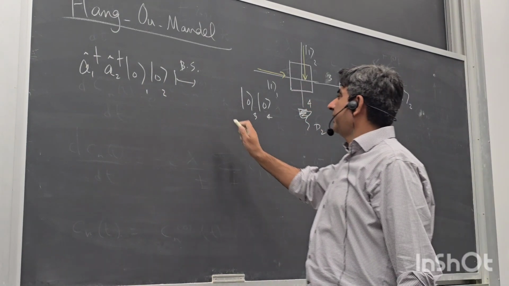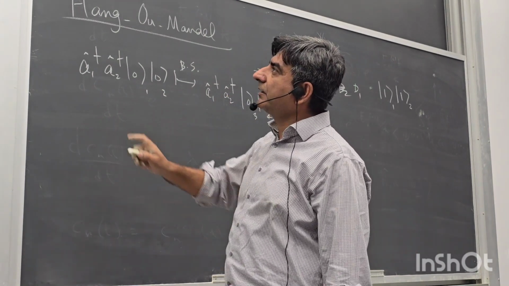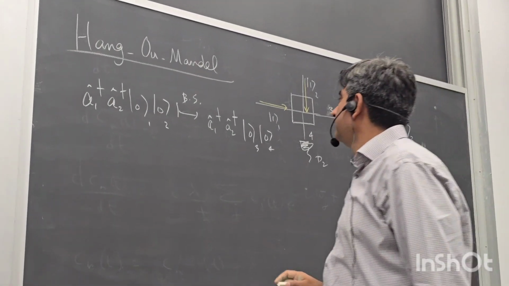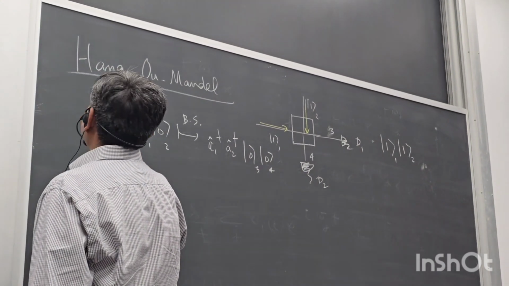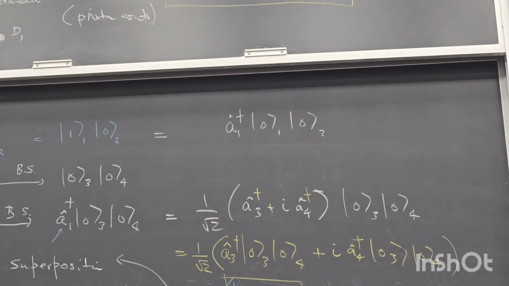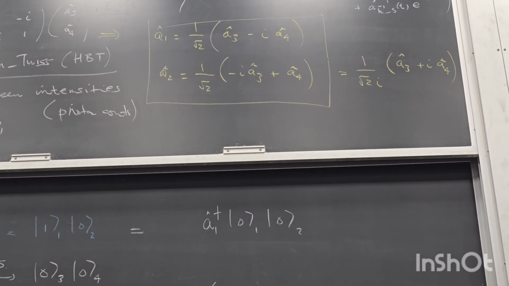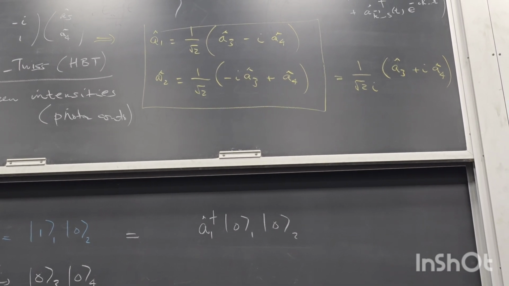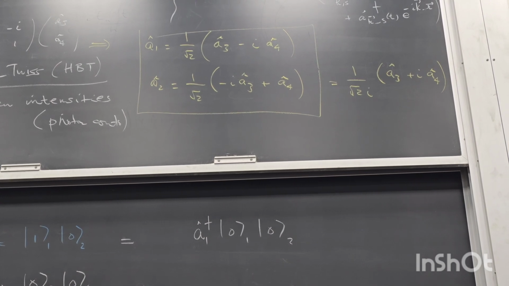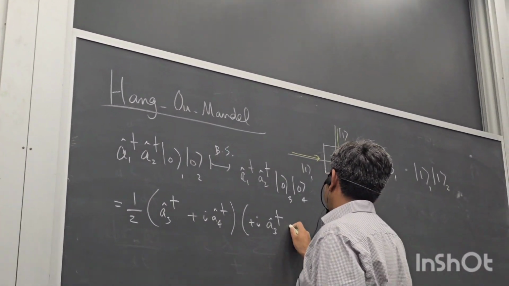But now A1 dagger and A2 dagger also have to be inserted. A1 dagger and A2 dagger come out from over there. Yes. 1/2. Now A1 dagger is A3 dagger plus iota A4 dagger, and A2 dagger is plus iota A3 dagger plus A4 dagger.